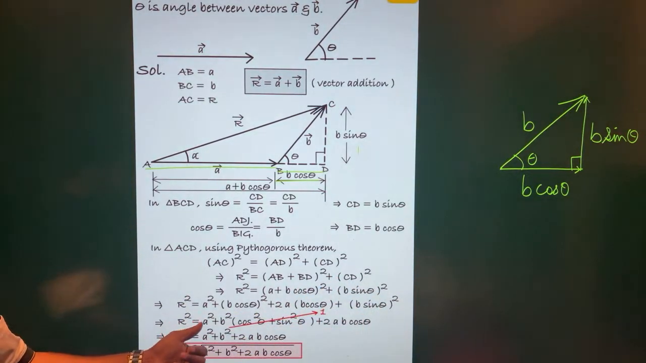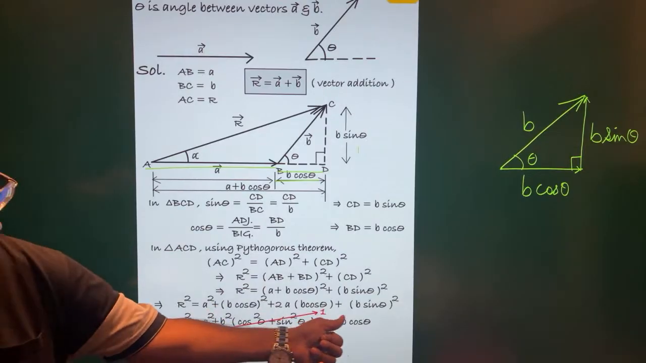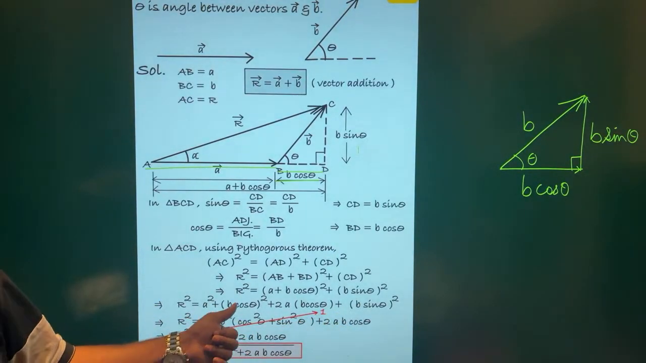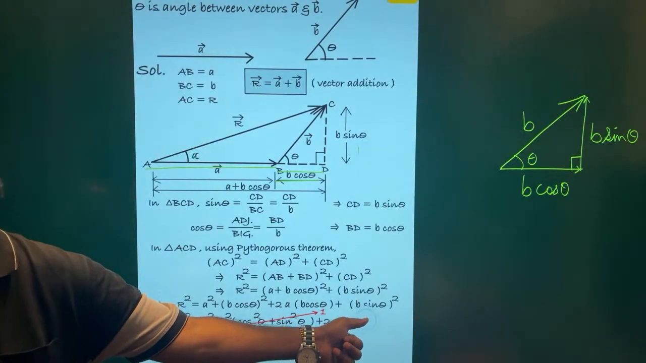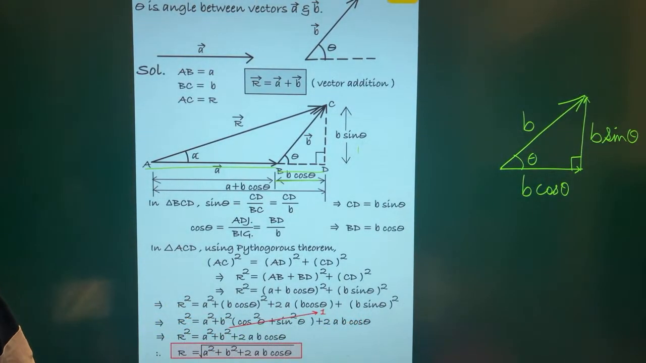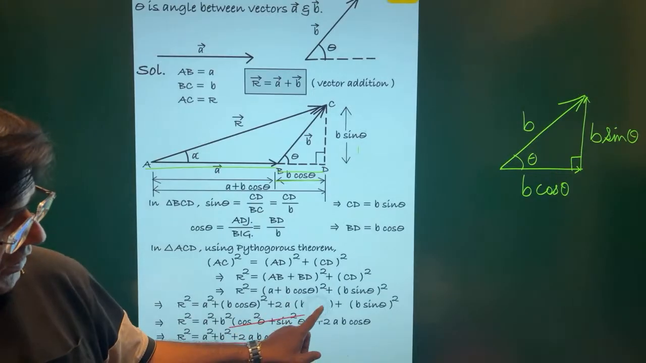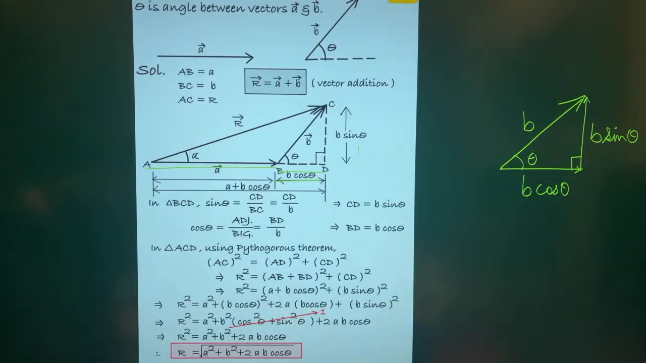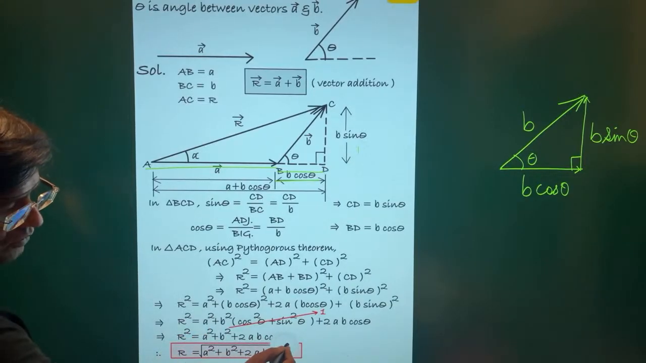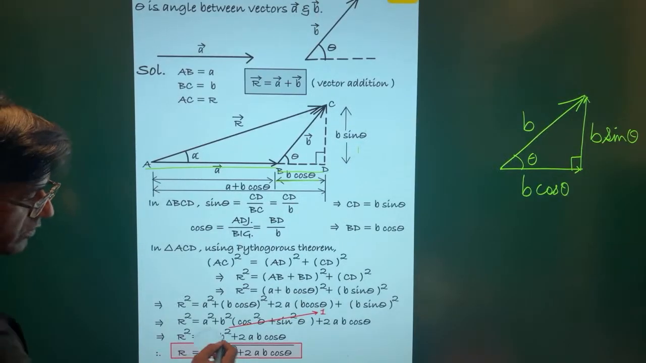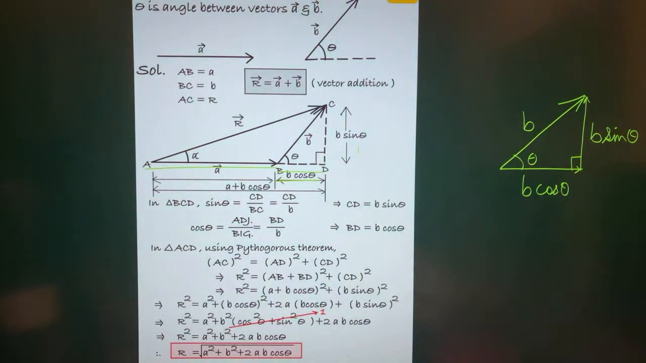Next we will open it: A square, and here we are getting B square and B square, so B square is common, with cos square theta and sin square theta, so these two are added. Now cos square theta plus sin square theta, its value is 1, we have studied this in trigonometry in 9th, right? Sin square theta plus cos square theta is 1, we studied this in 10th. Plus 2ab cos theta remains, right? So ultimately we are getting A square plus B square plus 2ab cos theta, and from here this R comes out under root of A square plus B square plus 2ab cos theta. So this is the addition resultant magnitude.